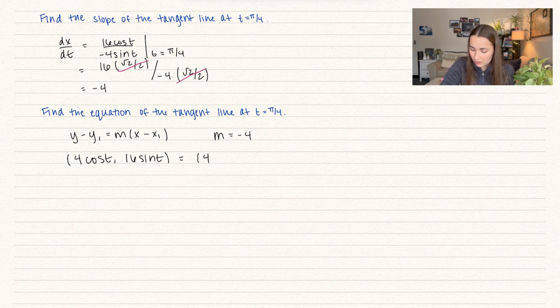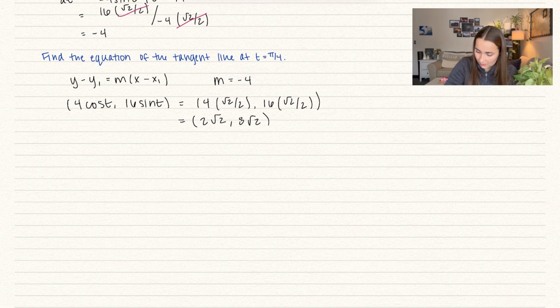So we get 4 cosine of pi over 4, which we found to be root 2 over 2, comma 16 sine of pi over 4, which is going to be root 2 over 2. So when we simplify this out, right, we get 2 root 2, comma 8 root 2. And that right there is going to be our point. So let's go ahead and fill in everything. We get y minus y1, so y minus 8 root 2, is equal to negative 4 times x minus 2 root 2.